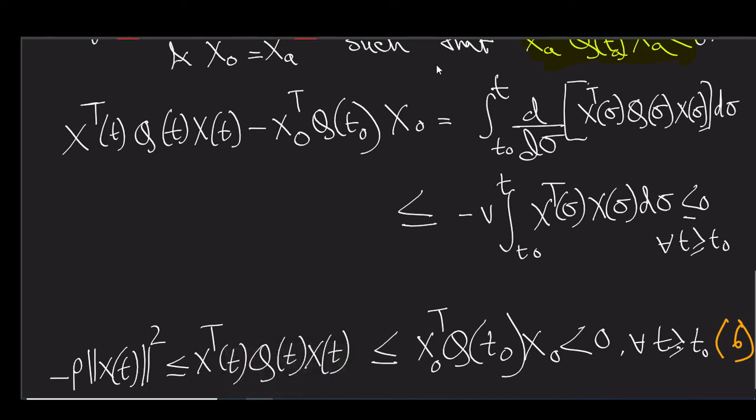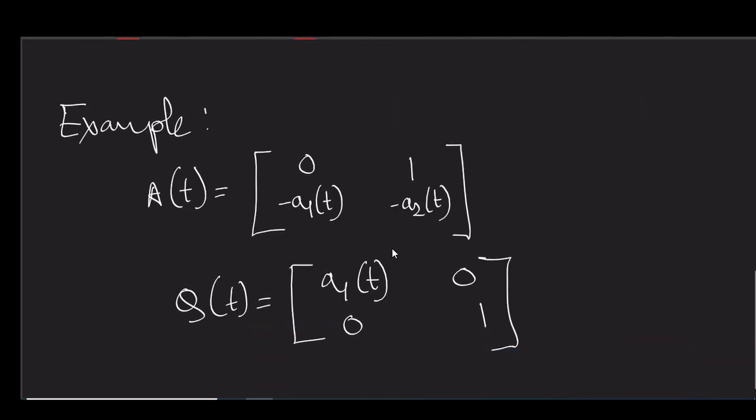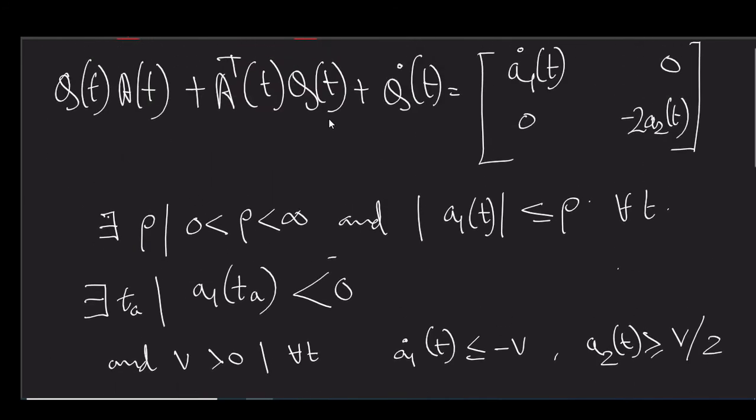Now we'll consider one example to make it more clear. We take this one and then we take this Q(t) equal to this one. Then we need to consider that Q2(t), A(t) plus A(t)Q(t) plus Q dot(t), that gives us this value.